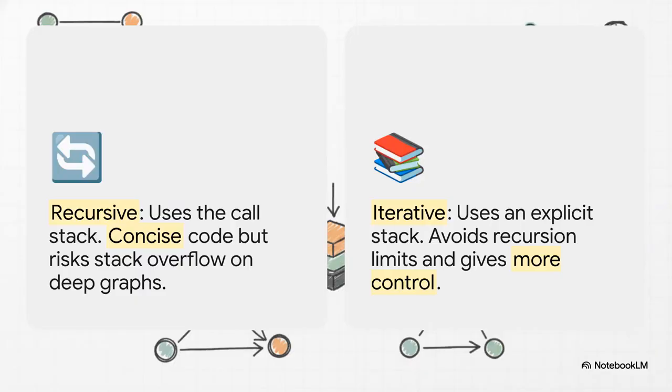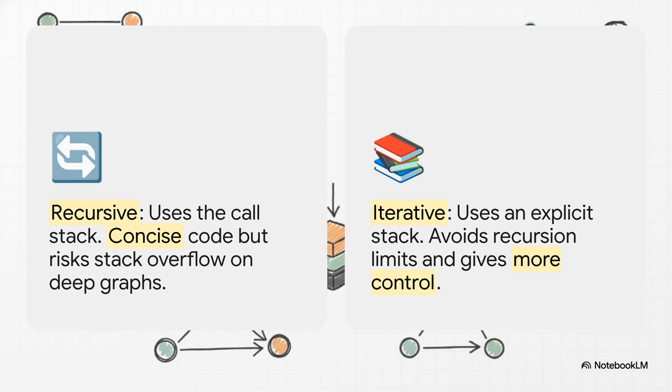Now, when you go to code this up, you have two main flavors. The recursive way is beautiful, it's elegant. The code is often super clean because the programming language's own call stack remembers the path for you. But there's a danger. If your graph is incredibly deep, you can literally run out of memory on that call stack and your program crashes. That's a Stack Overflow.